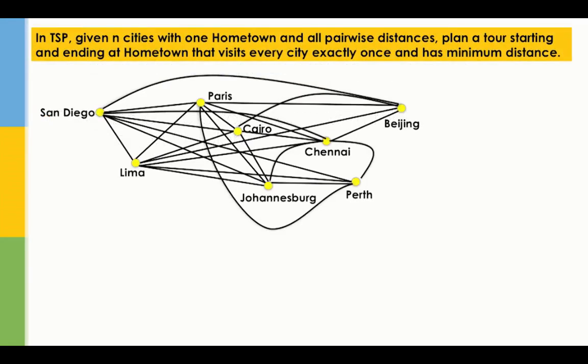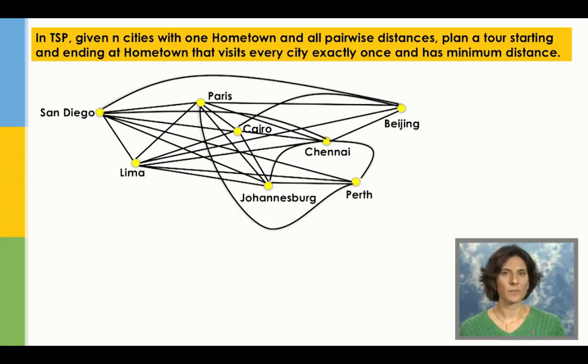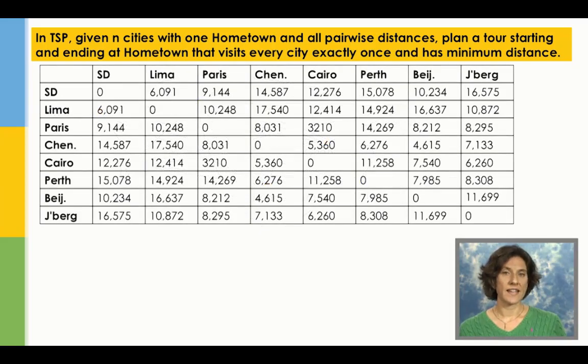So again, here's our graph of 8 cities. We want to start and end in San Diego, and we want to find the minimum cost tour that visits each city exactly once and then comes back to San Diego. Here's again our graph represented as this adjacency matrix, where each entry in the matrix is the distance between the city in the row and the city in the column.